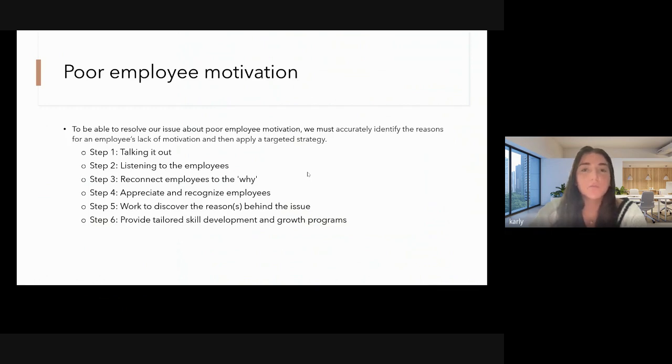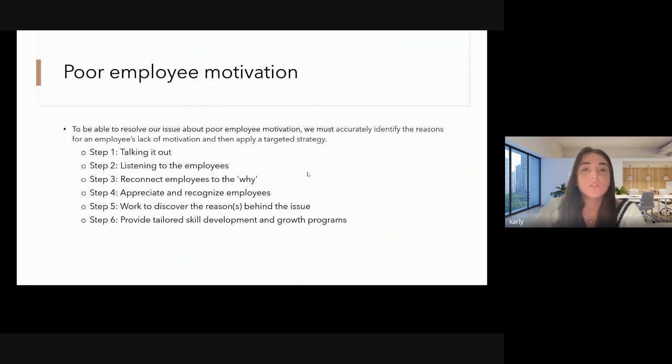To note, the information used in my findings is all from the article 11 Effective Strategies for Reigniting Motivation in the Workplace by the Forbes Expert Panel. Now, I will briefly talk about 6 steps you can take to improve your employees' motivation. Step 1 is talking it out. We will sit down with the employees to have an open conversation.